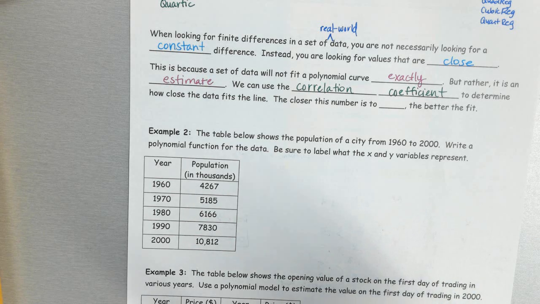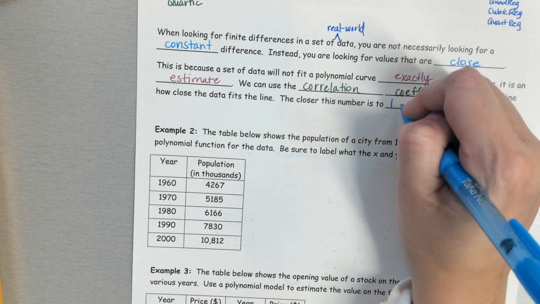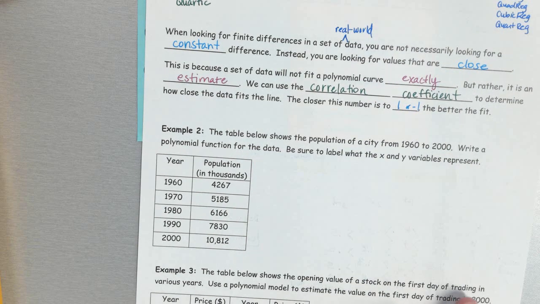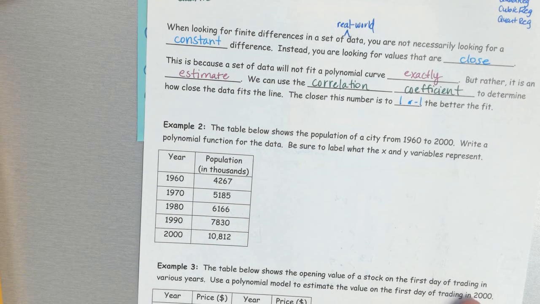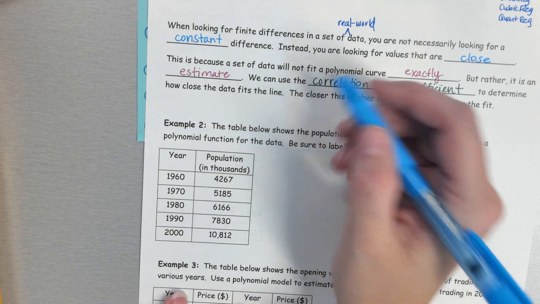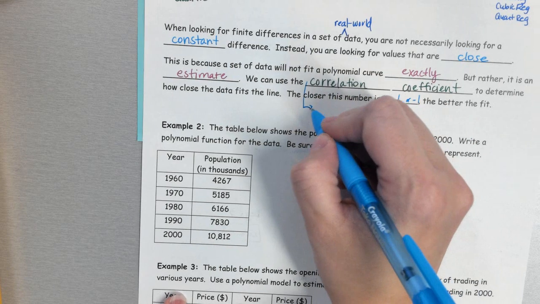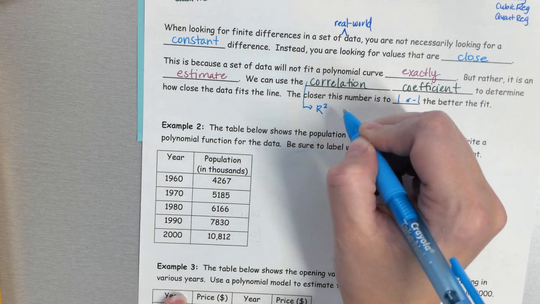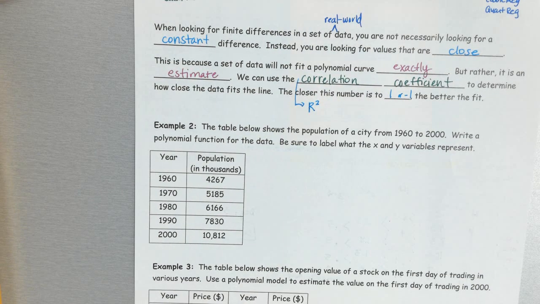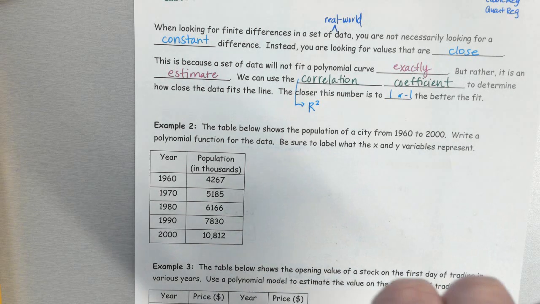And then the closer this number is to what, the better the fit. Yes. Okay, so the closer the number is to 1, or really, in cases where it's going down, it could be -1 with linear, the better the fit is. So the correlation coefficient is R squared. Before we were doing R, now you are going to see the R squared with the higher polynomials. And then I'll remind you how to get this on your calculator.